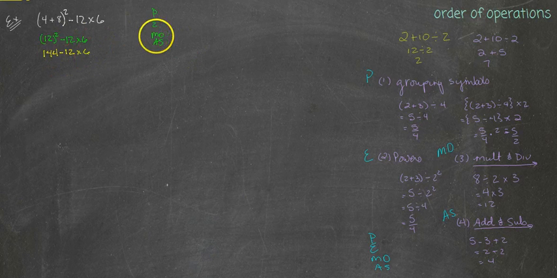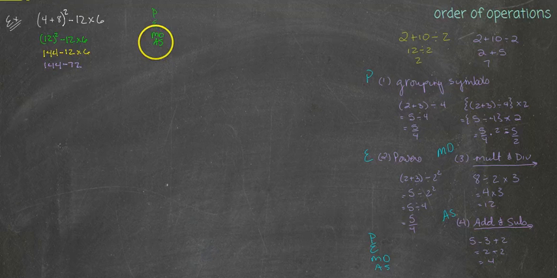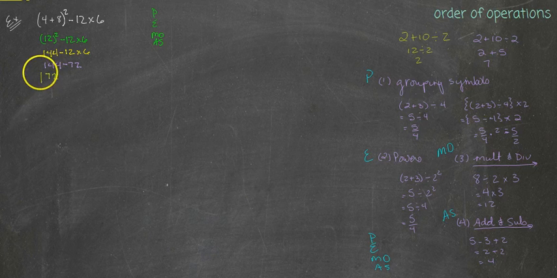And now I look for multiplication or division. I have one here. So I have 144 minus 12 times positive 6. 12 times 6 is 72, but a negative 12 times a positive 6 is negative 72. And then last but not least, I do the addition or subtraction. So I get 72 is my final answer. And everybody else would get the exact same final answer. No matter where they are doing algebra, they would get the exact same final answer.